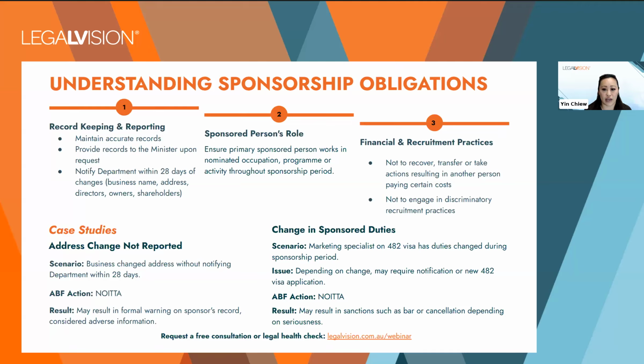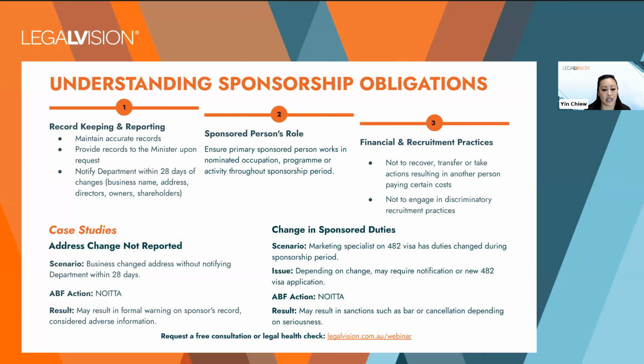Those sorts of events require the approved sponsor to notify the ABF within 28 days of that event occurring. And I've seen many instances where that's not been done and the Australian Border Force has taken action. And we'll talk about that momentarily as well.